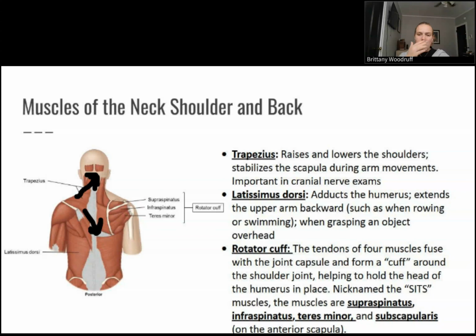Next, we have your latissimus dorsi. Your latissimus dorsi is this ginormous muscle in the back here. It wraps all the way around to the front of your humerus, and that's why it does all of these weird movements that you wouldn't really think of as being in your lower back. Your latissimus dorsi is responsible for adducting the humerus, as well as extending the upper arm backwards, so swinging it back.